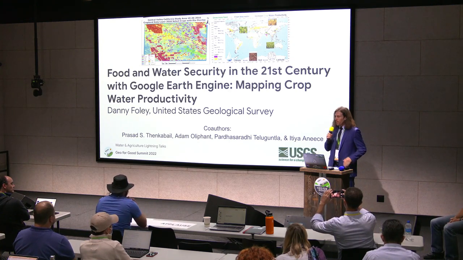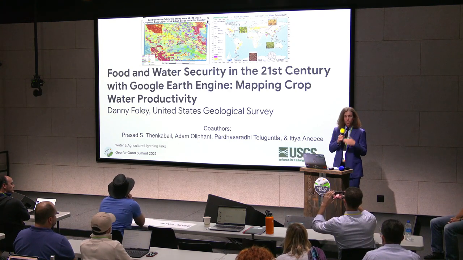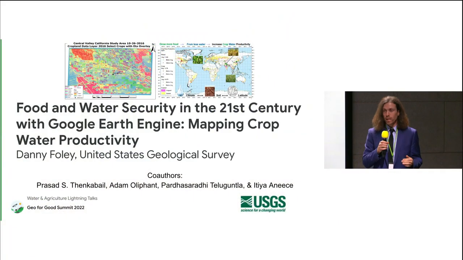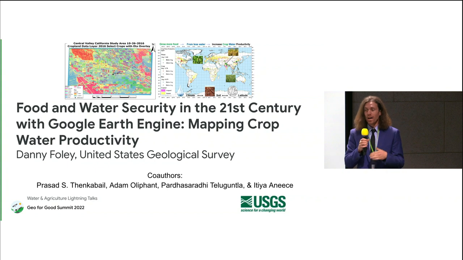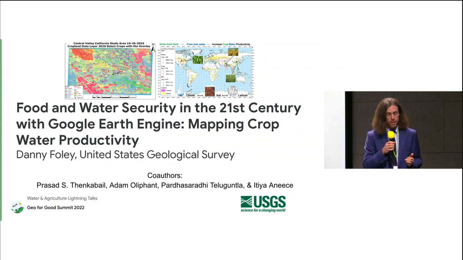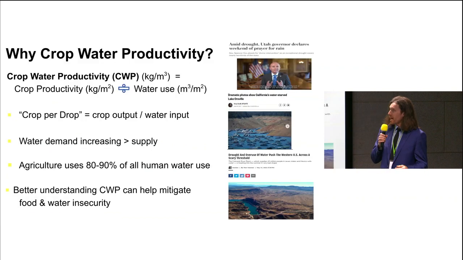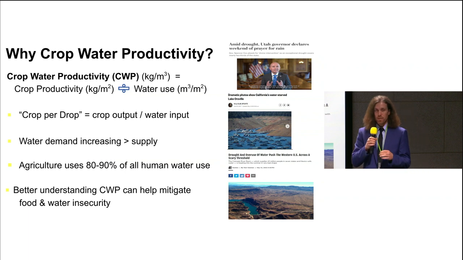Thank you. How can a map help feed the planet? Or better phrased, how can a map provide the information so we can make more informed decisions on if we will have enough water to feed the planet? Those are questions that I ask in my research. I'll be talking today about crop water productivity. That is a ratio of the amount of water input to produce a certain amount of crop as output.